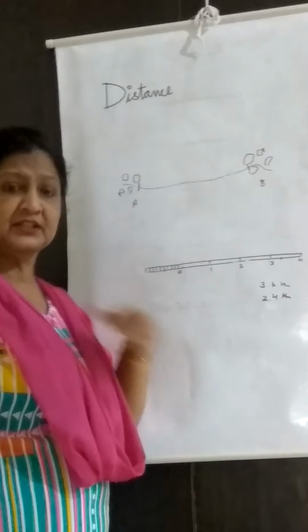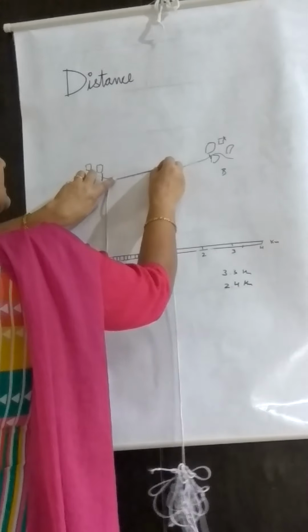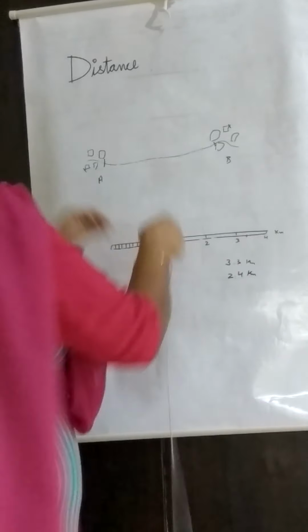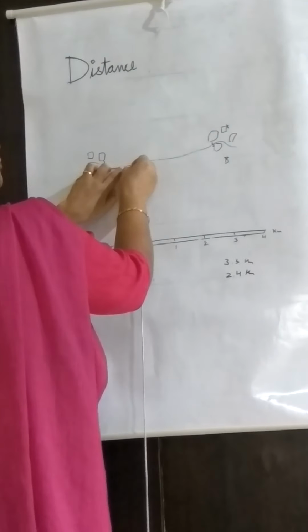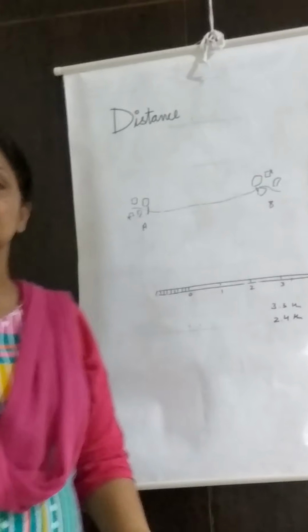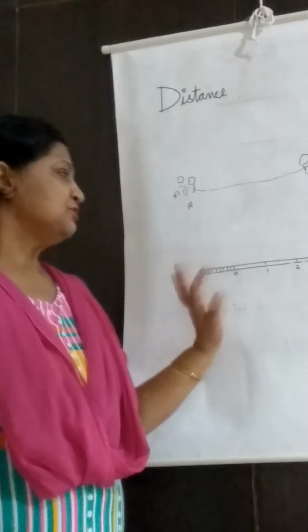Now when you use a thread, most of the mistakes you make are these: you measure this distance, then this. Don't take such a large distance at once. Take a small distance, keep it, and go very slowly and gradually with the help of the thread. This is how you measure the minimum distance. So these were the two methods.